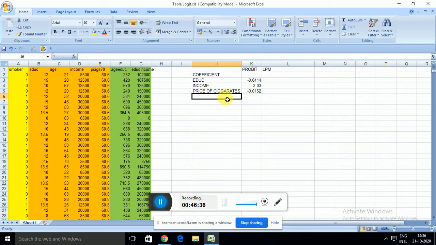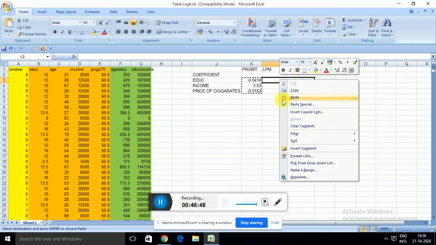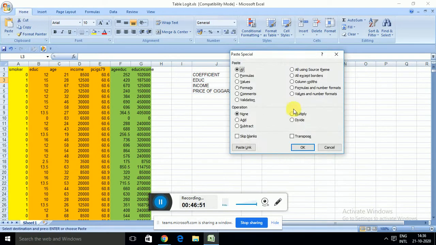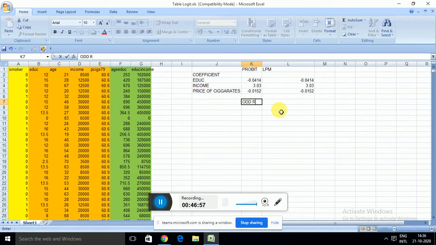Now typically the way you compute the probability is as follows. Again, what is the probability? The probability, so in case of Probit, I said these are the odd ratios, right?